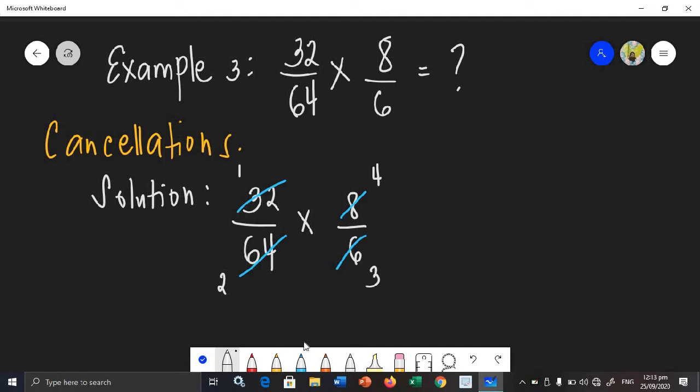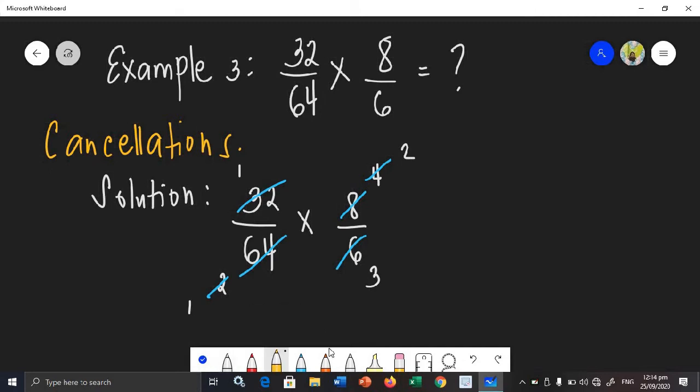Okay? Now, take a look at this. Meron pa bang pwedeng i-cancel? Yes, meron pa. Si 4 and si 2. So, meron pa silang common factor which is 2. So, divide natin sila pareho sa 2. 2 divided by 2, that is 1. 4 divided by 2, that is 2.